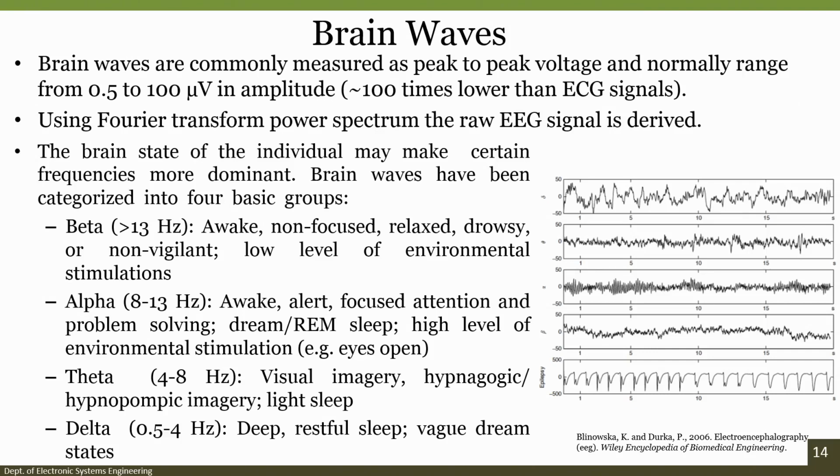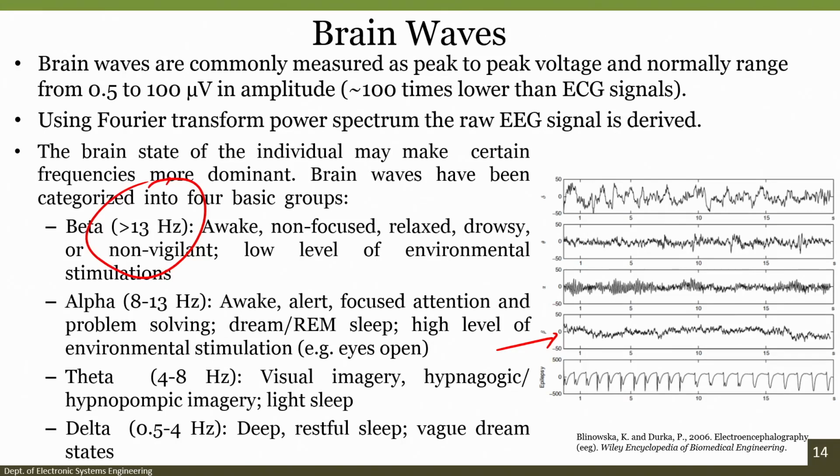Beta is awake, non-focused, relaxed, drowsy or non-vigilant, with a low level of environmental stimulation. It is greater than 13 hertz, and you can see the beta right over here. It looks like this. So, when you are awake but non-focused, relaxed and drowsy, non-vigilant, and there is a low level of environmental stimulation, at that time beta waves can be measured using your EEG. EEG will show beta waves.